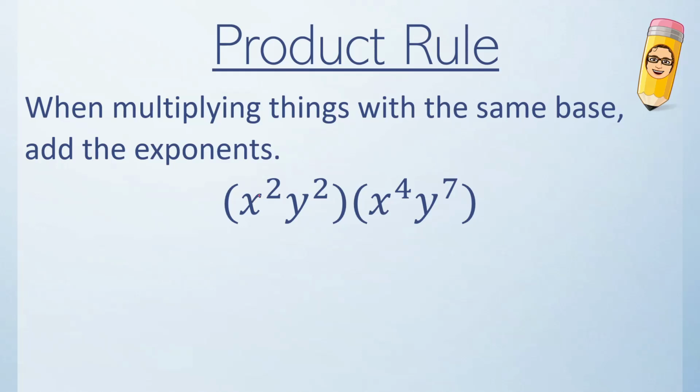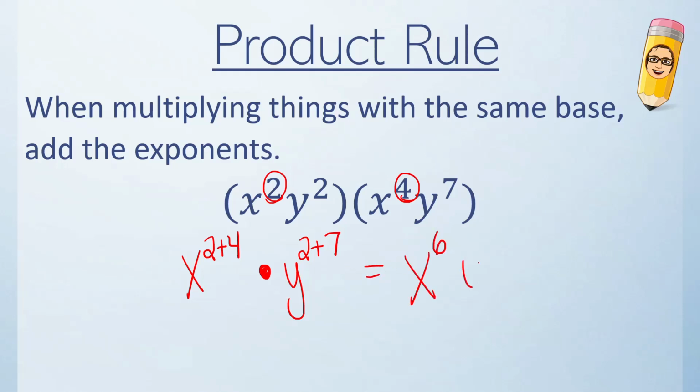So for example, I have x squared, y squared times x to the fourth, y to the seventh. Ultimately, what I'm going to do is add exponents of things with the same base. So I'm going to add the 2 and the 4 together because they both have an x. So it'd be x to the 2 plus 4. And then I need to multiply it because they're still multiplying, right? y squared times y to the seventh would just be y to the 2 plus 7. So I would have x to the sixth, y to the ninth for my final answer.